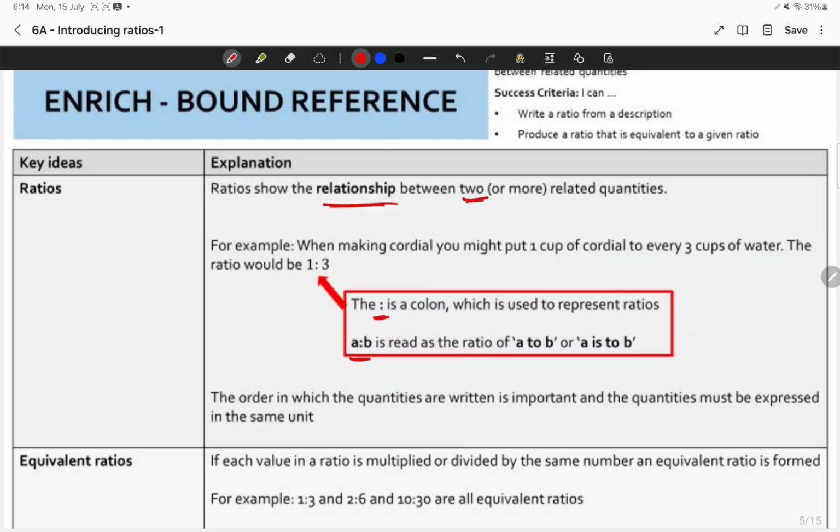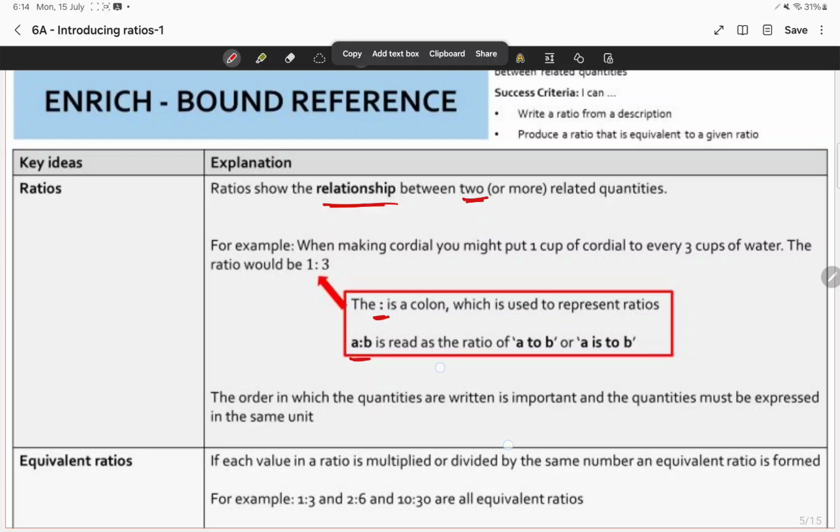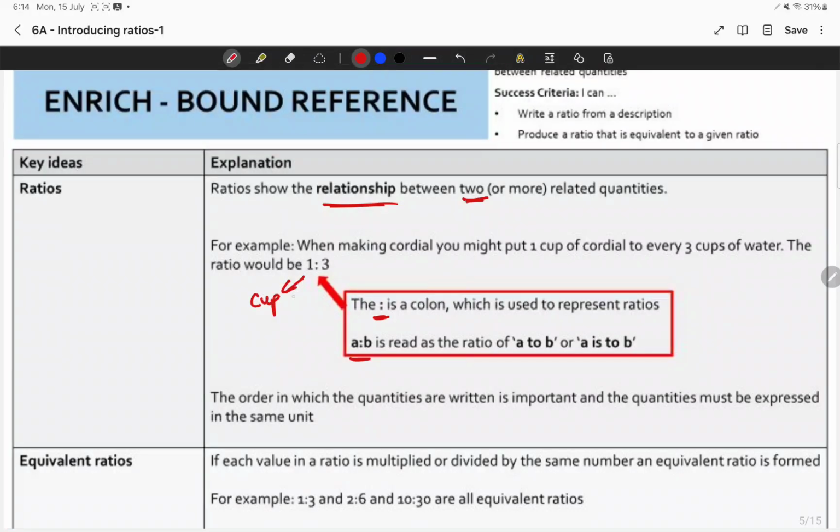The order in which the quantities are written is important, and the quantities must be expressed in the same unit. So when it talks about 1 to 3, it means this is 1 cup and also 3 cups. The units that are being used are cups, so they are the same. The quantities must be expressed in the same unit. That is very key right there.